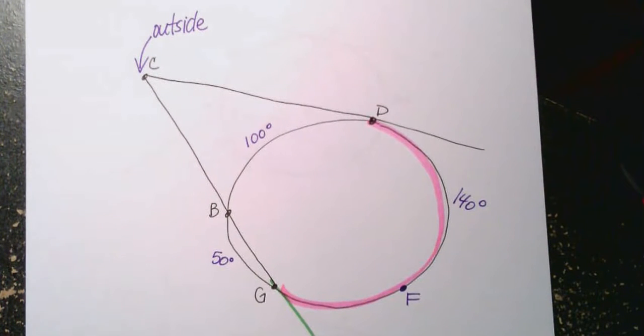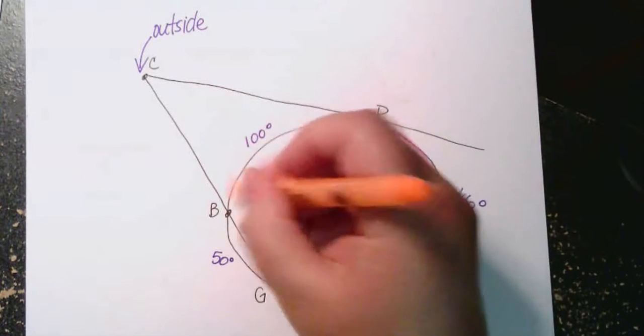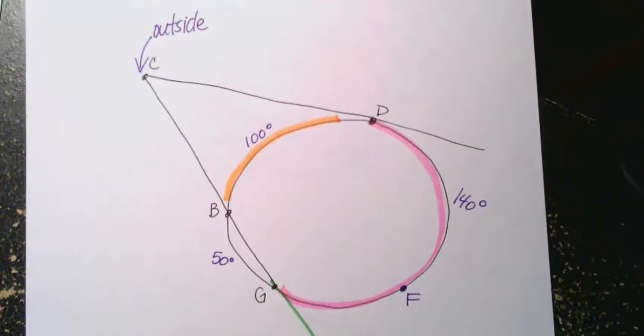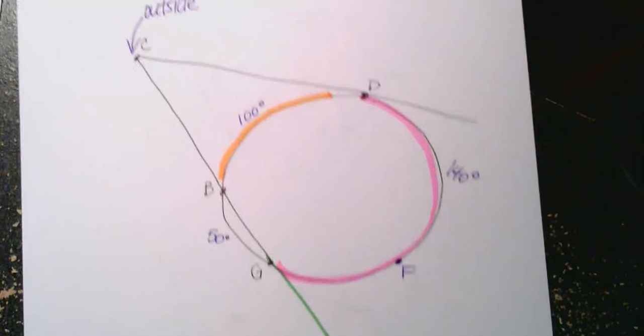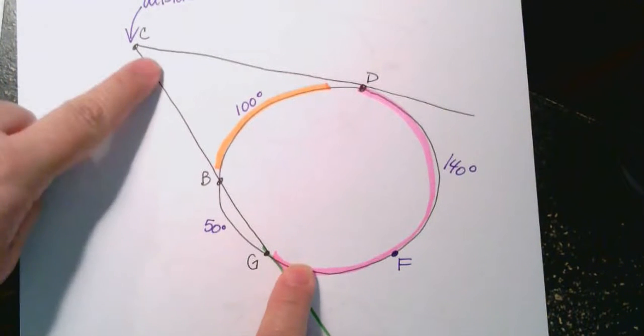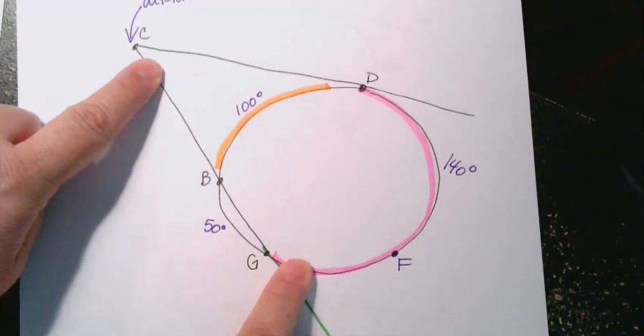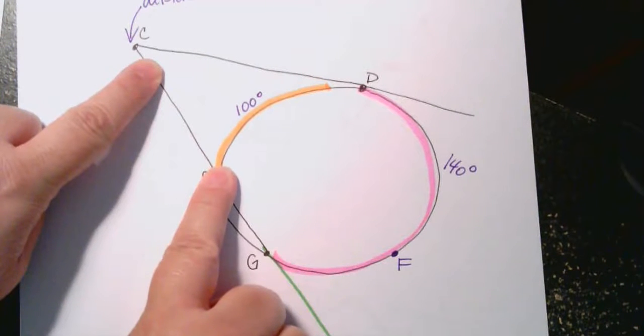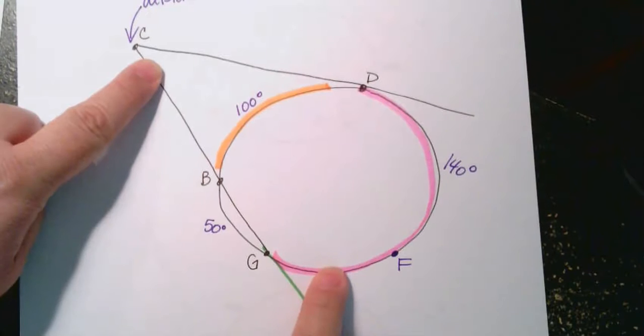And the other one, let's see what I can use color-wise. I guess I will use orange. Hopefully it'll show up as different than the pink. Okay, so we don't know this whole arc. We do know that we need to find it because this angle is going to be half of this arc minus this arc. So I have to find this arc.